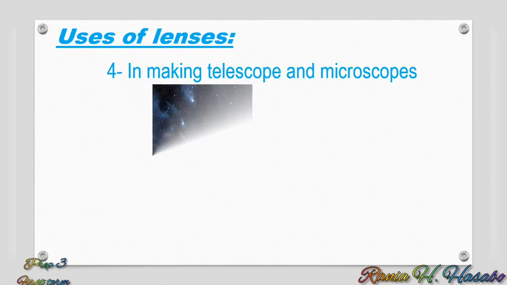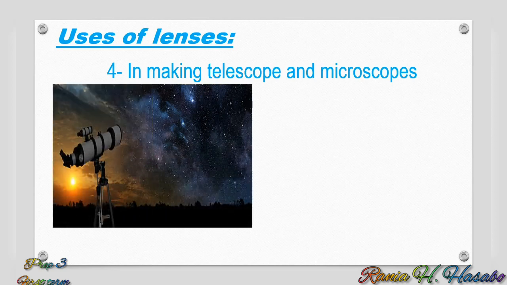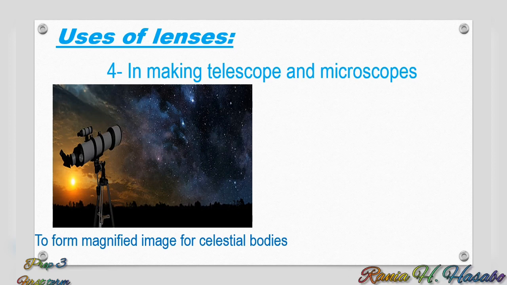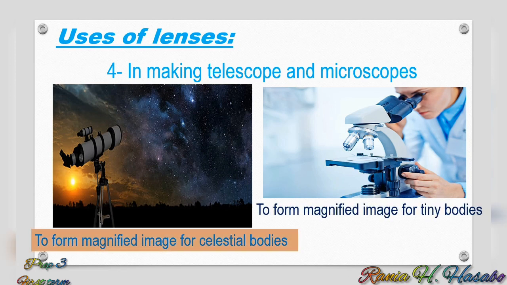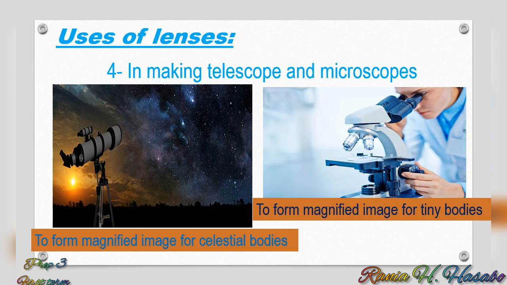Telescope is used to form a magnified image for celestial bodies as sun, stars, while microscope is used to form a magnified image for tiny bodies. So, the two tools are used to form a magnified image, but telescope for celestial bodies as stars, while microscope for tiny bodies as bacteria.